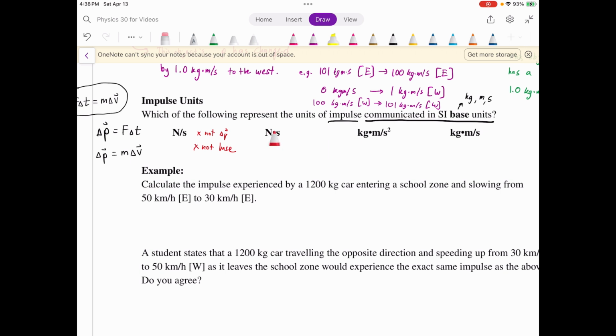It's one you'll see used sometimes, okay? So it is impulse. It is impulse. However, it's not base units. So it's not quite right for what we're looking for.